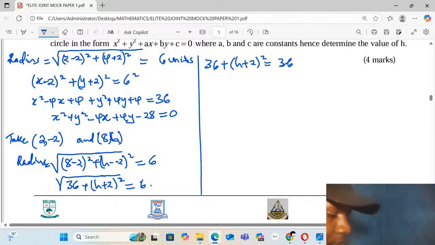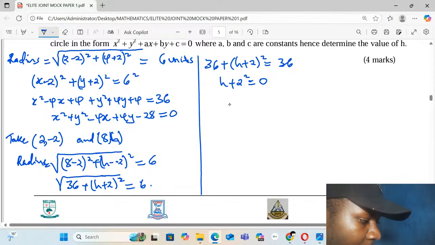Then we want to find the value of h, so we collect like terms. So this 36 goes to the other side and will be 36 minus 36, which is 0. So (h + 2) squared equals 36 minus 36, which is 0. And 2 squared is what?